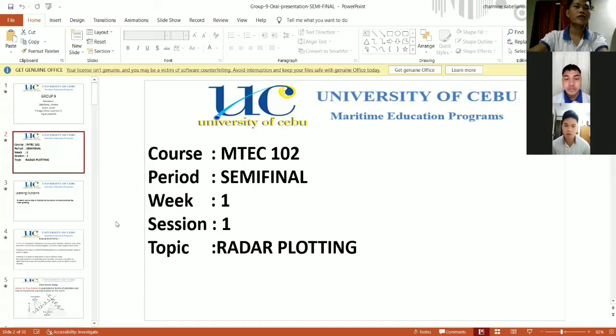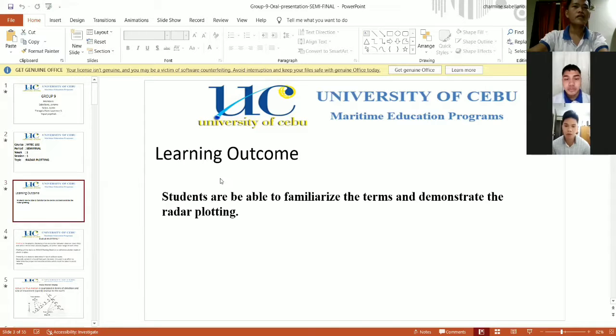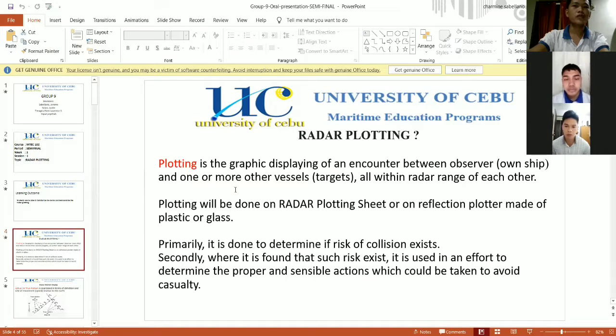And the topic is radar plotting. The learning outcome: students will be able to familiarize themselves with the terms and demonstrate radar plotting. So, what is radar plotting?